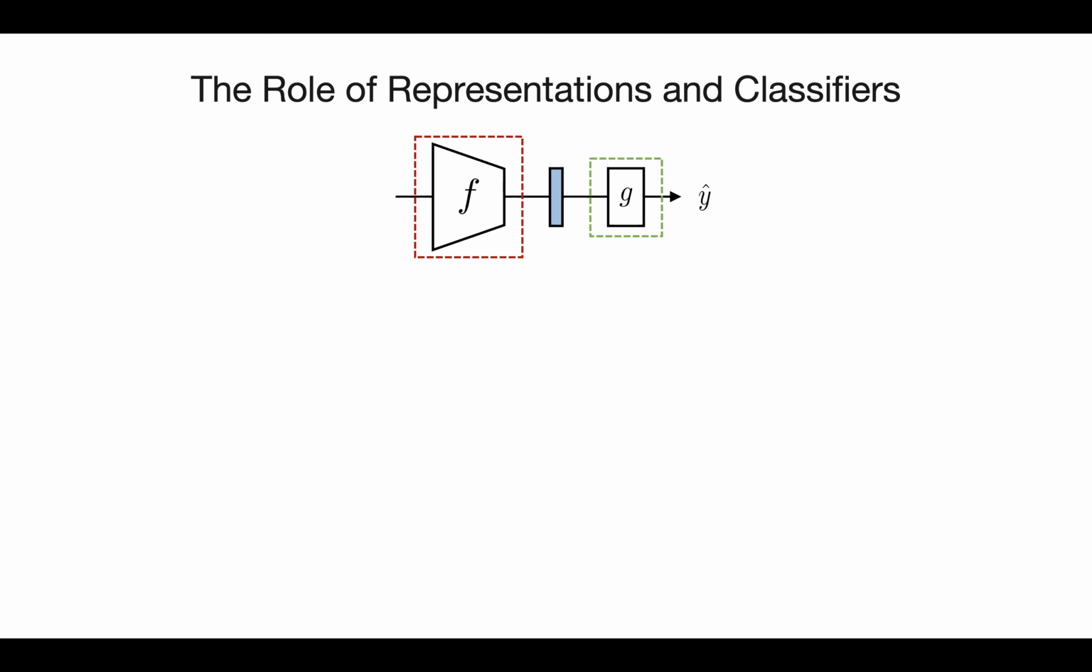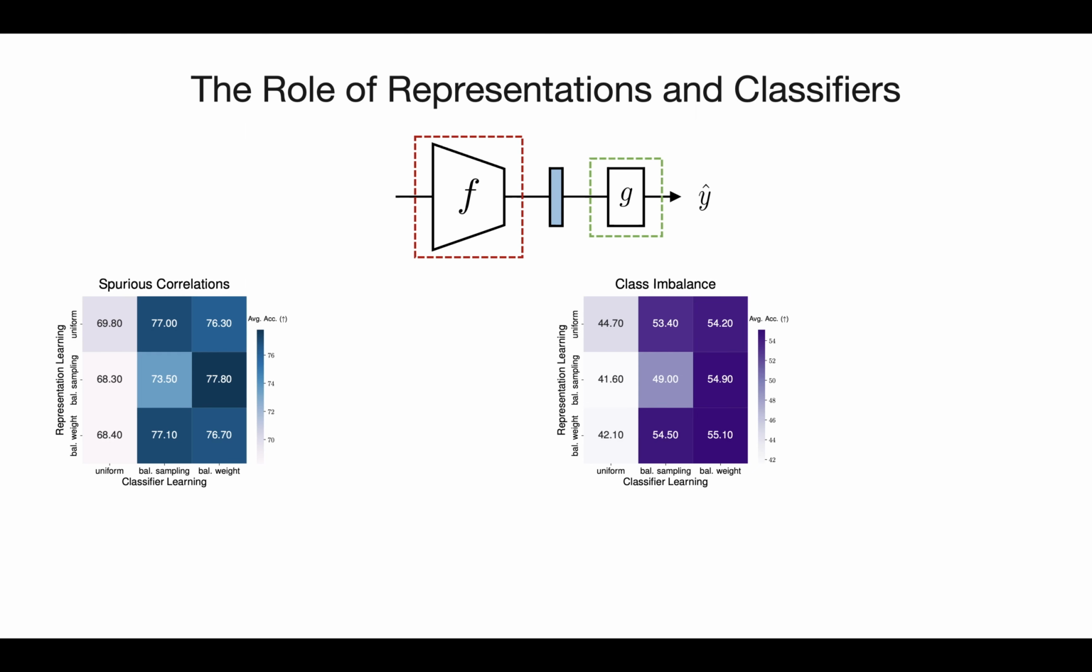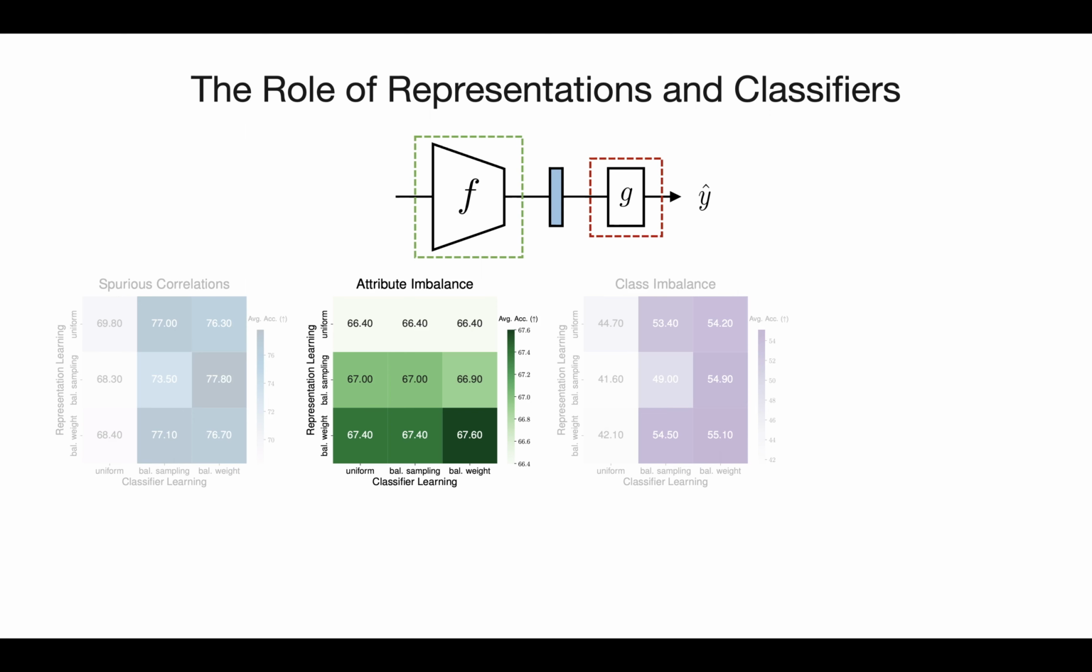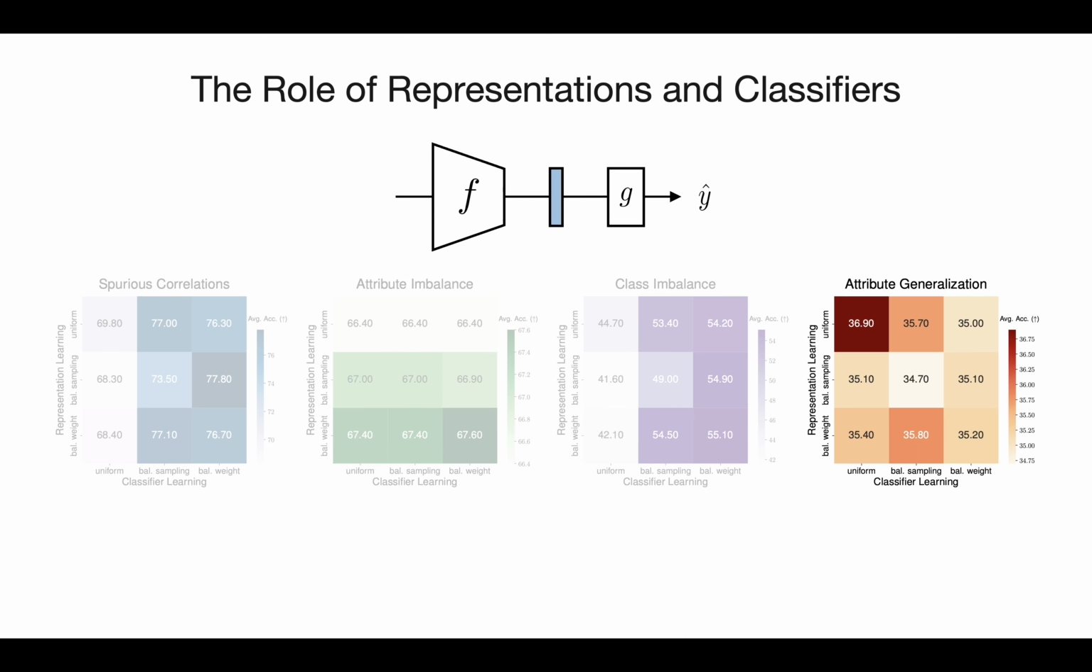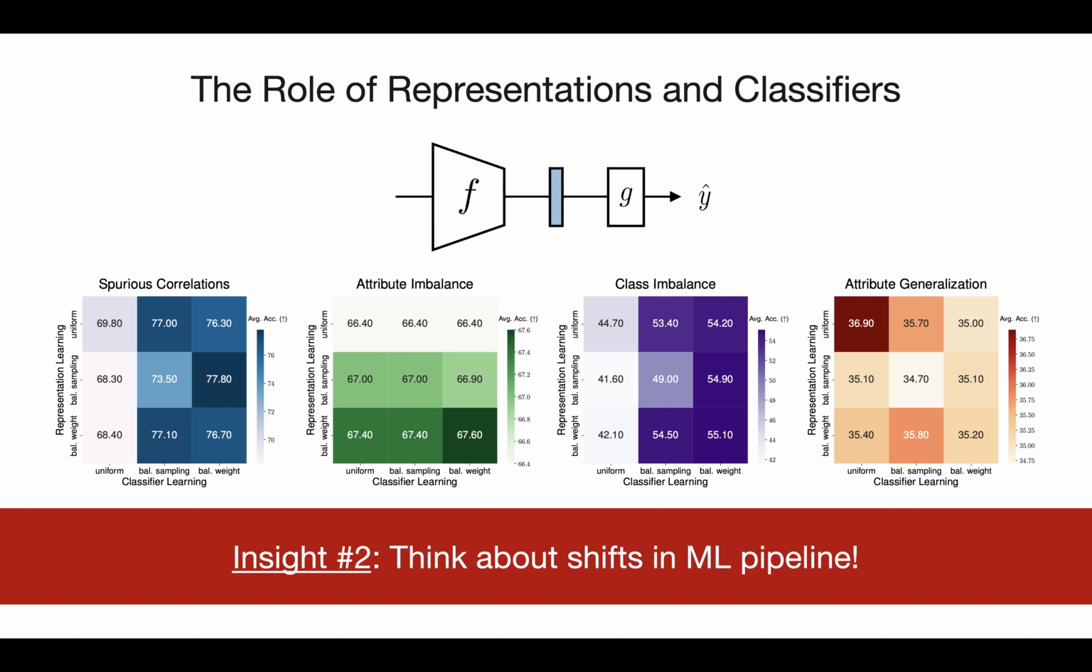First, given a base ERM model, when just optimizing the classifier learning with fixed representations, it can substantially improve the performance for spurious correlations and class imbalance, indicating that representations learned by ERM are already good enough. Interestingly, however, improving representation learning instead of classifier can bring notable gains for attribute imbalance, indicating that we may need more powerful features for certain shifts. Finally, no stratified learning manners lead to performance gains under attribute generalization. This highlights that one needs to consider the model pipeline design when facing different types of shift in reality.